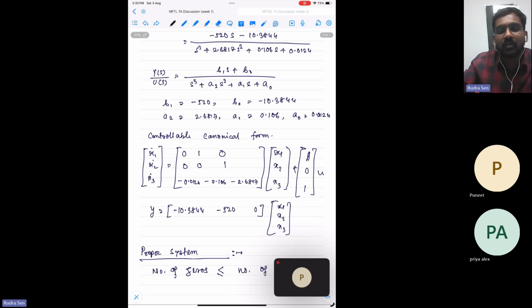So further in this course, when we come to controllability and observability, we will see how these forms come into the picture. So these are not the exact replica of the system.